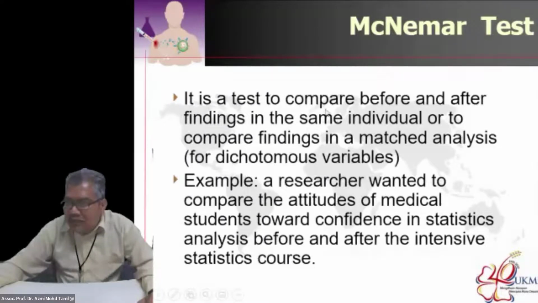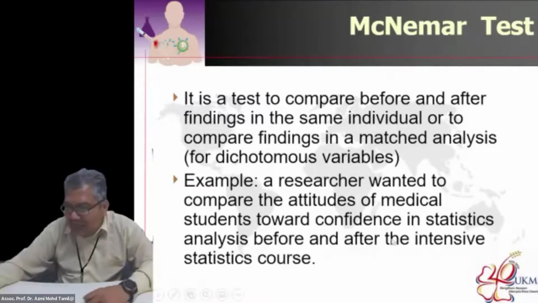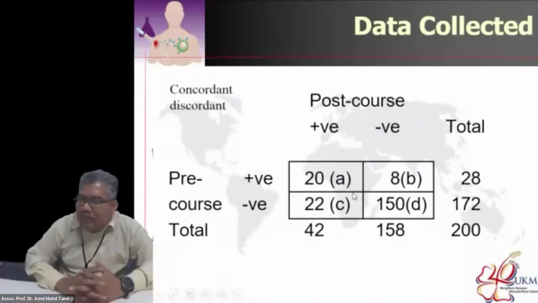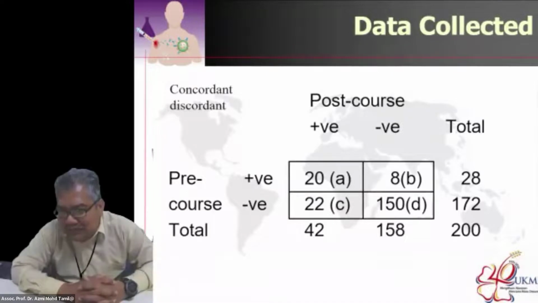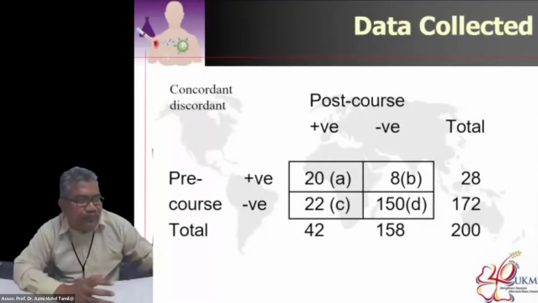It is a test to compare before and after findings in the same individual, for a dichotomous variable. That's the key point. Example: attitude towards statistics before and after research week. Last time we got 200 students. Before they come for the research week, we give them questions. After they finish the research week, we give them questions again.